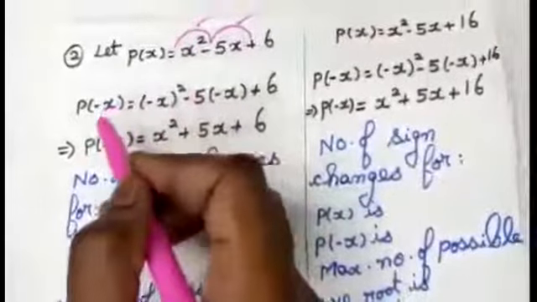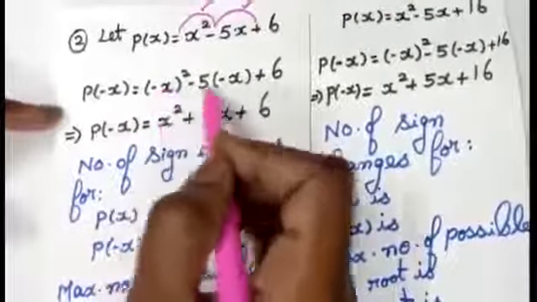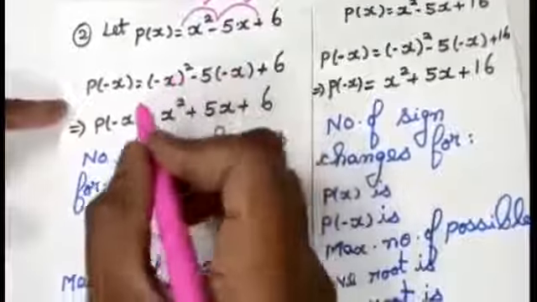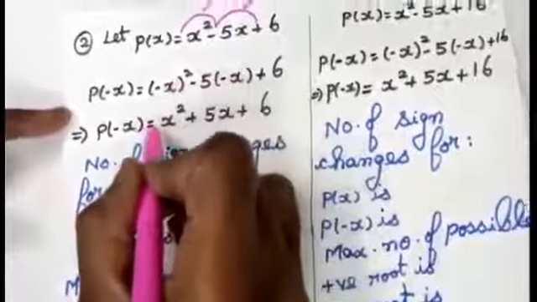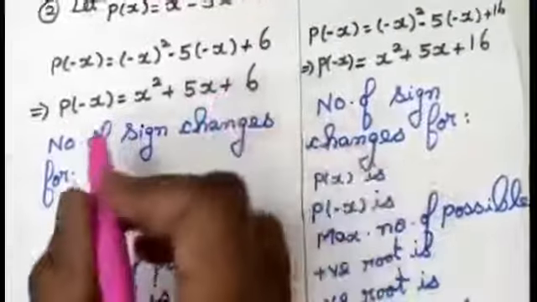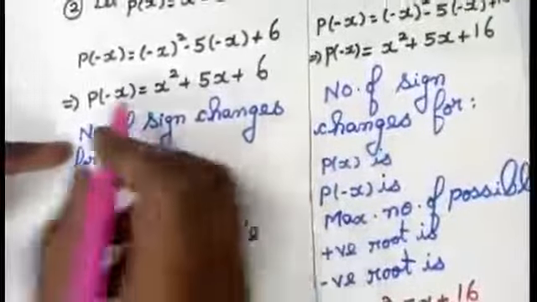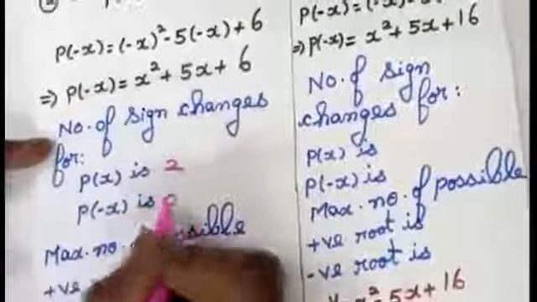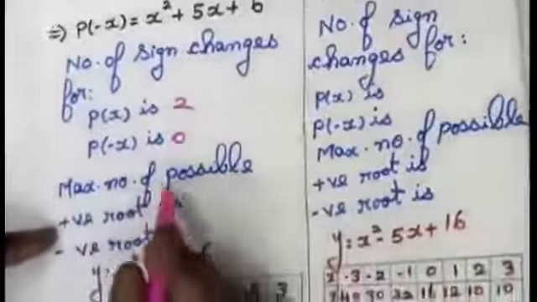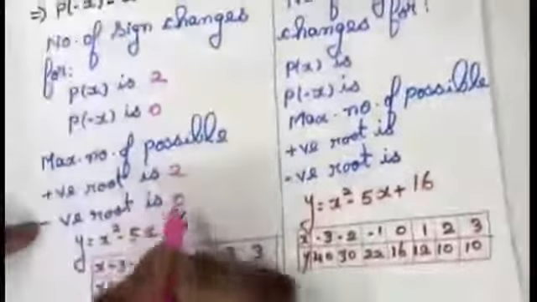So coming to P of minus x, in place of x you are going to replace it with minus x. You are going to calculate. After calculating, if you see here, everything is positive, so there is no sign change. So the number of sign changes for P of x is 2 and P of minus x is 0. Maximum number of possible positive roots is 2 and negative roots is 0.